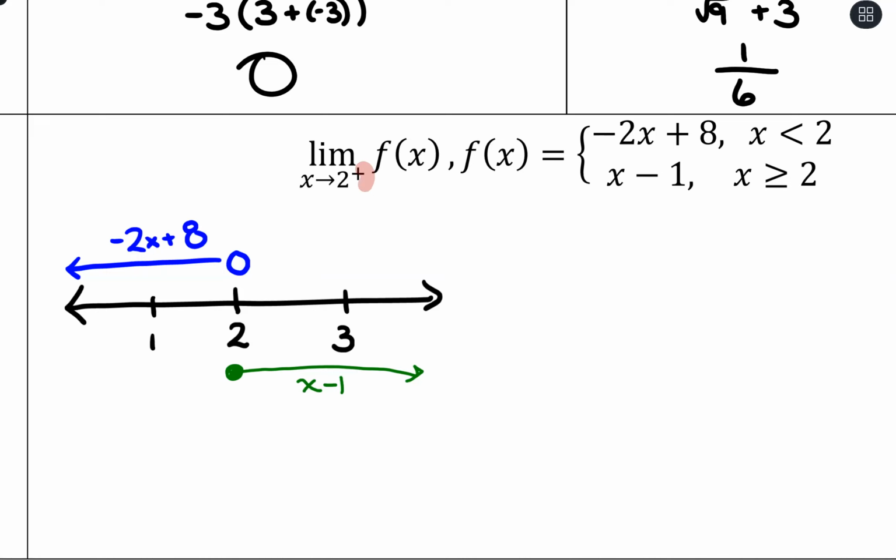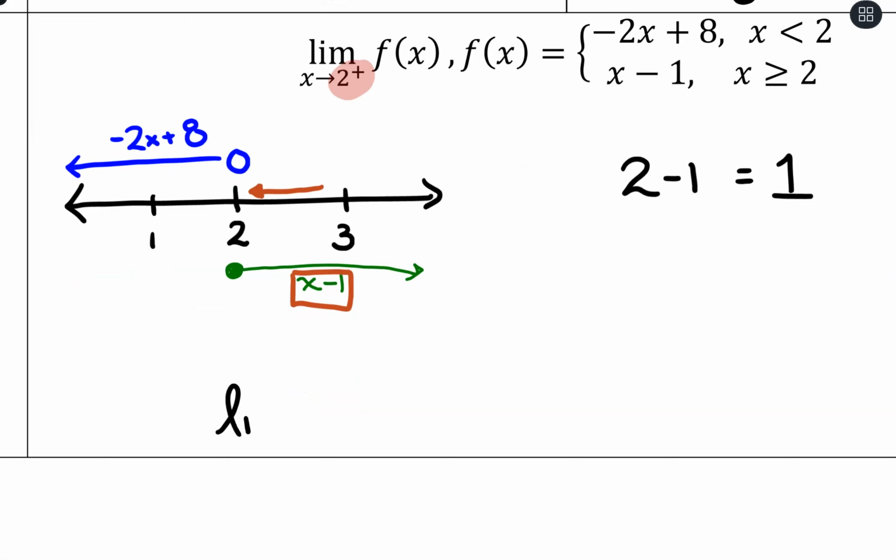Then what I want to evaluate is we're approaching 2 from the right-hand side. So we're coming at 2 from this side, which means as we're approaching, we're looking at x minus 1 as our function. So what I can do is evaluate this limit with the function x minus 1. And I would go ahead and plug in 2 minus 1, which is just equal to 1, and that would be our limit.